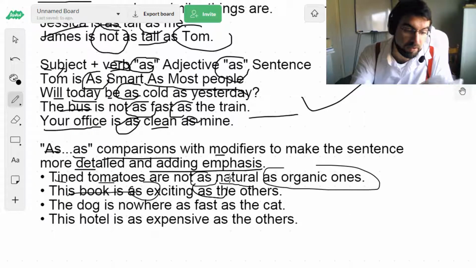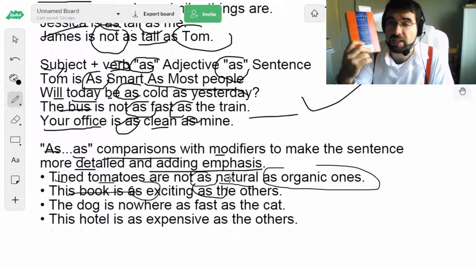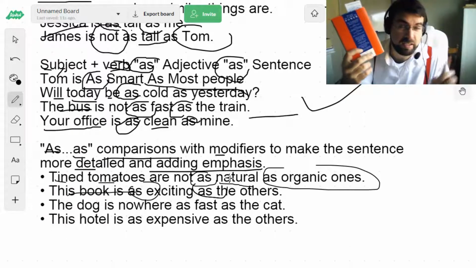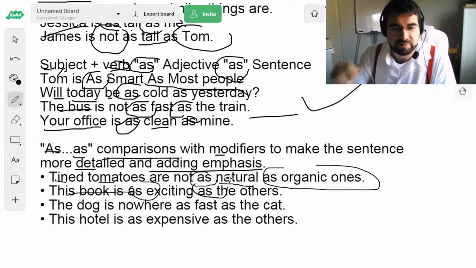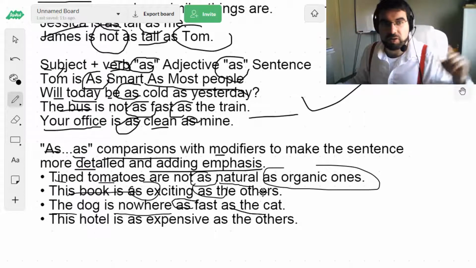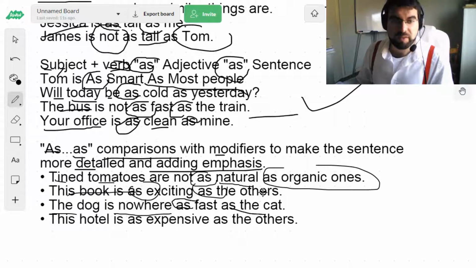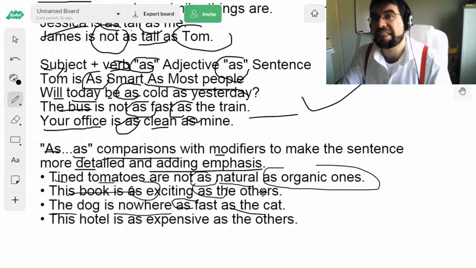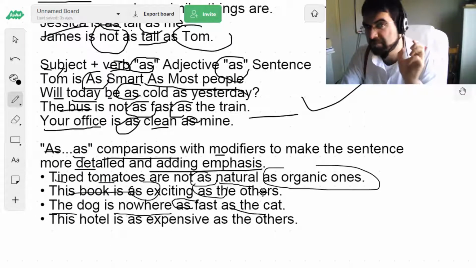Wow. Or you could even say the opposite. This book is not as exciting as the others. Not as exciting. No. The dog is nowhere as fast as the cat. No competition. But the cat is not as scary or dangerous as the dog.